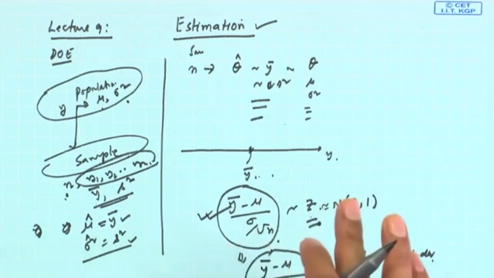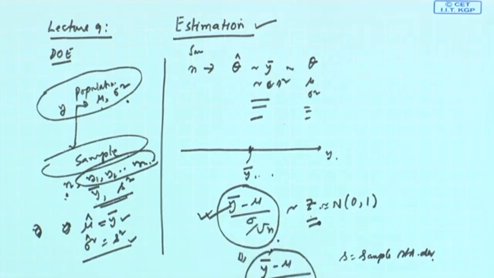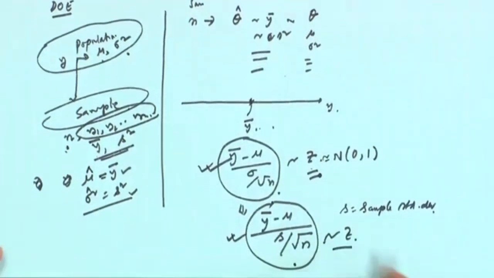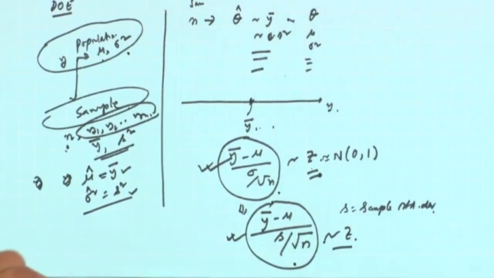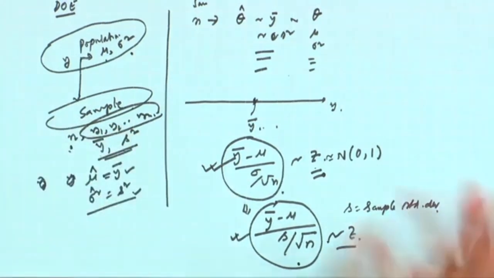Okay. In case sigma is unknown, you use this and take n a large quantity, a large sample size, this also follows z distribution, that is the unit normal distribution. If n is less than 30, that means it is a small sample size, then the distribution is not known.